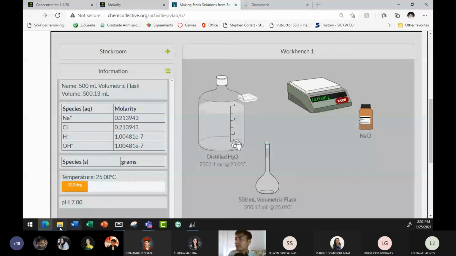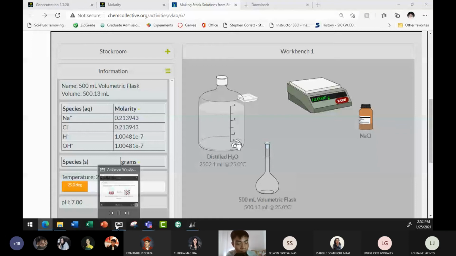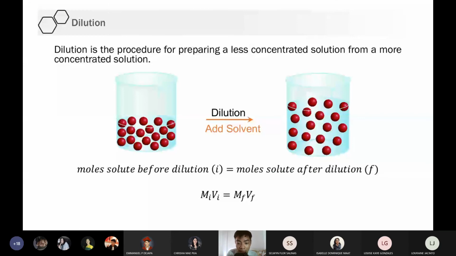So ganun lang. So balik ulit tayo dito sa concept. So since the amount of our solute here remains the same, that means the mole of solute will remain the same. Okay? So if you want to dilute something and you want to find out the final concentration, pwede mo ma-solve yun, no? Using this equation, MiVi equals MfVf. No? Para siyang gas laws, Boyle's law. P1V1 equals P2V2. Ganon din dito.